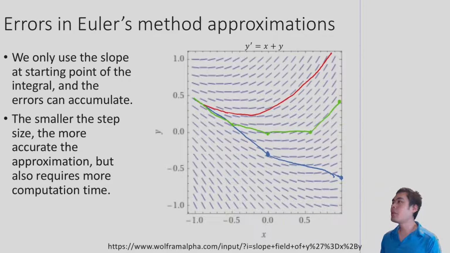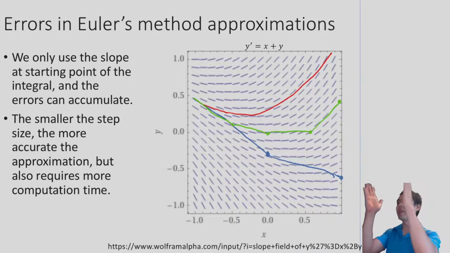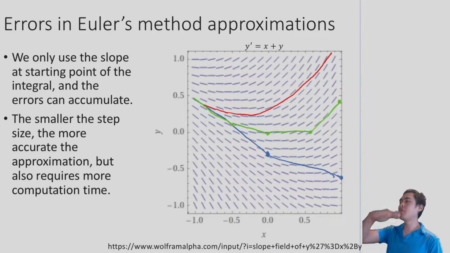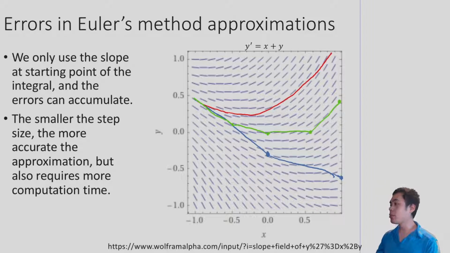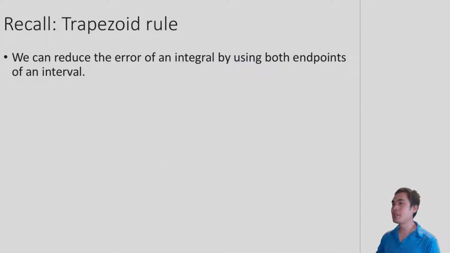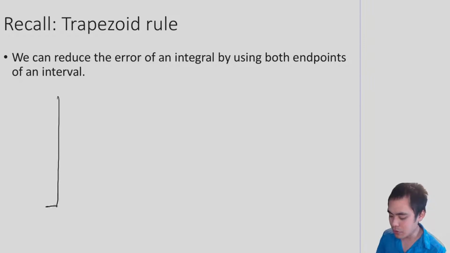But now, you remember we had a similar problem when we were dealing with integrals, right? And so the problem with integrals is we were taking just a big rectangle, and the height of the function could change along that rectangle, and so the rectangle had some amount of approximation error. How did we solve it? Well, one of the very first things we learned in class was the trapezoid rule. So we can reduce the error of an integral by using both endpoints of the interval.